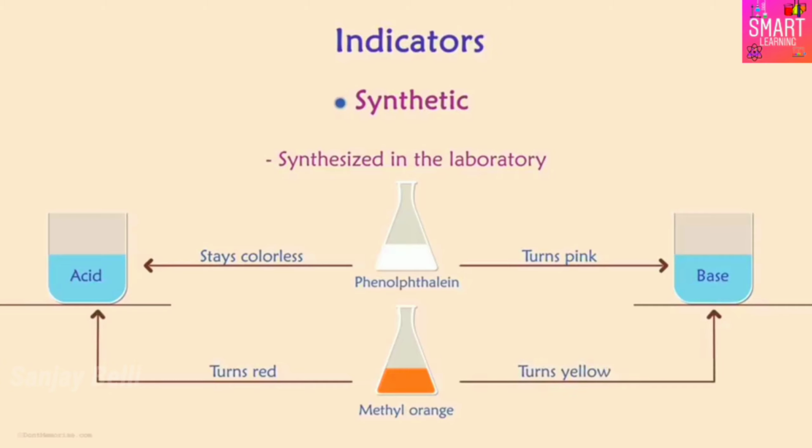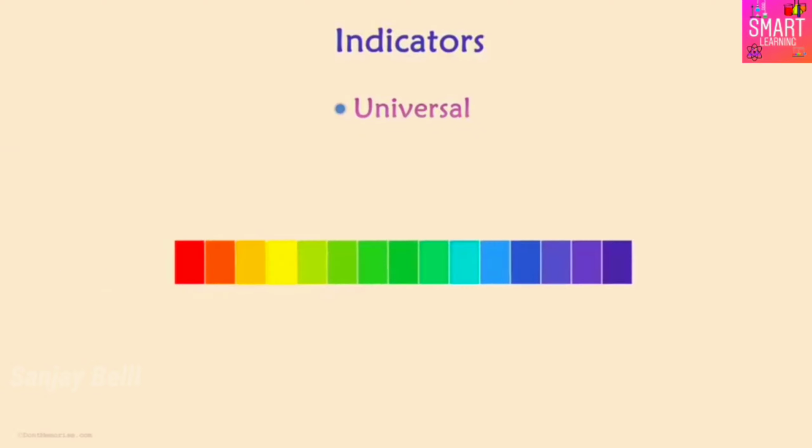If you notice, the following indicators only tell us the acidic or basic character of a solution, but they don't tell us the strength of the acid or a base. That's what brings us the universal indicator. A universal indicator shows different colors over the range of pH values from 1 to 14 for a given solution, and it is available in the form of strips as well as solutions.